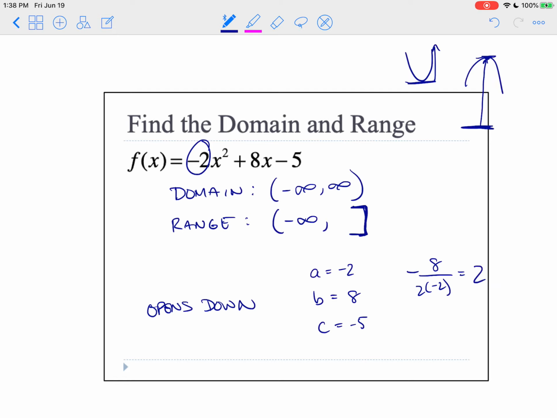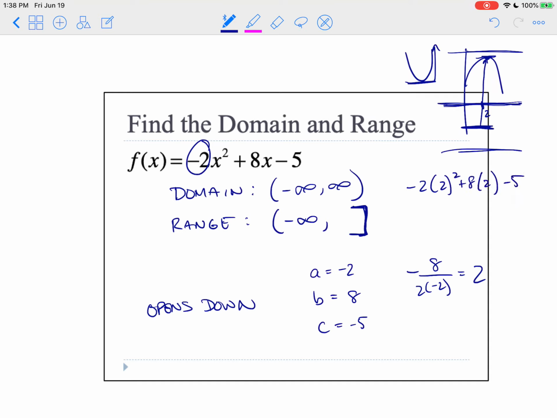But that's not the value. Okay, now I need to plug this in. That would be where this is horizontally. This is happening at 2. Okay, but now I need to know the value. And I don't even know that the x-axis is here. It could be up here. It could be down here. Whatever the case may be. So I'm going to plug in 2.